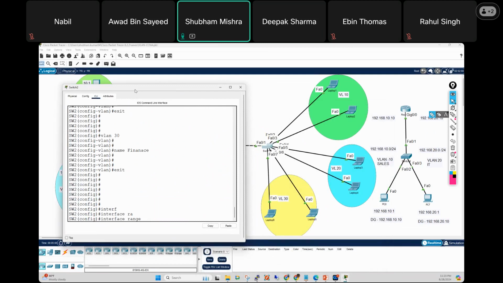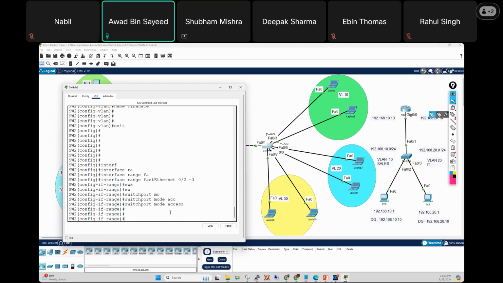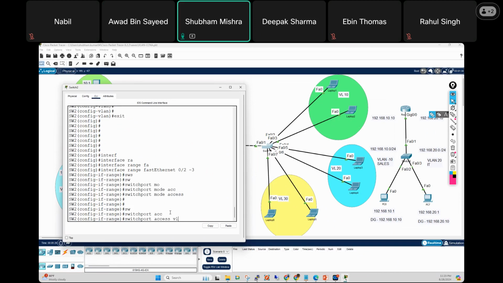Now what do we need to do, guys? Interface range FastEthernet 0/2 and 3. Switchport mode access. Switchport access VLAN 10.